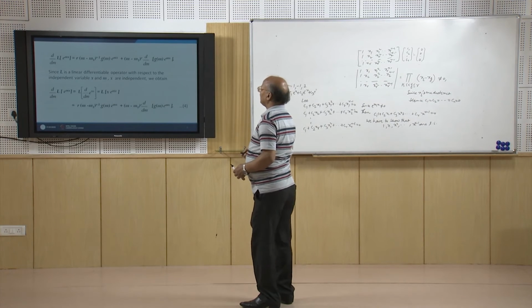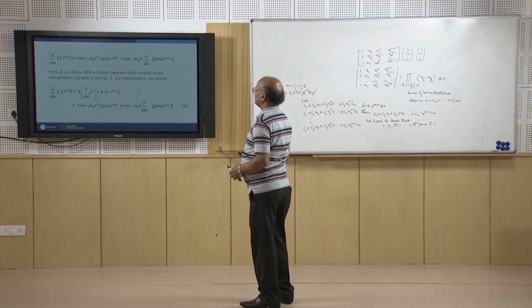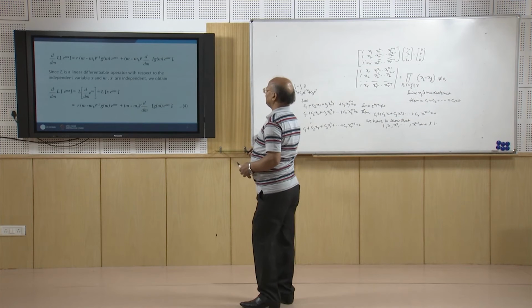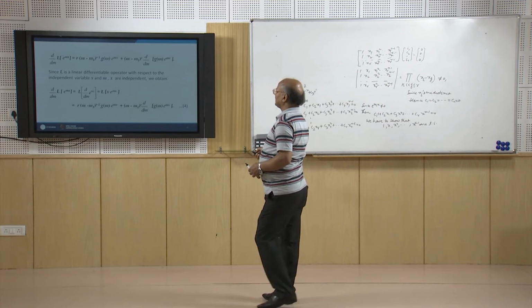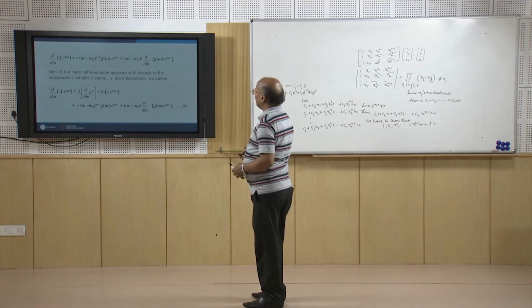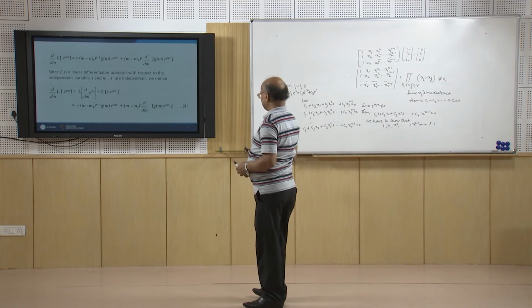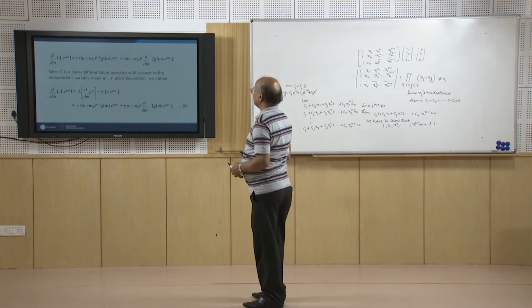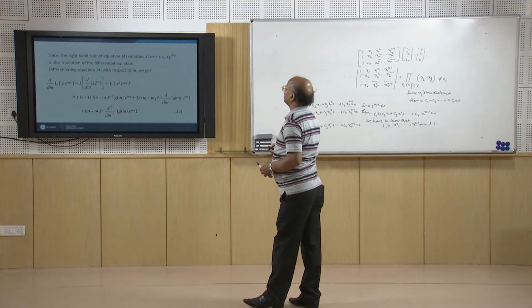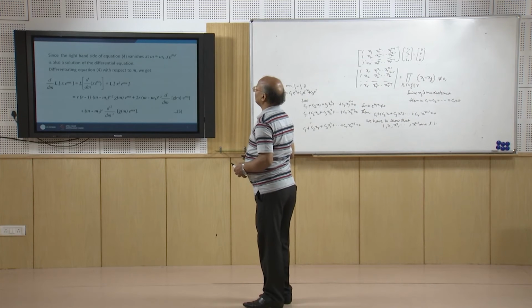therefore, d over dm of L[e^(mx)] can also be written as L of d over dm of e^(mx), and when we differentiate e^(mx) with respect to m, we get x e to the power mx. So, L[x e^(mx)] is equal to this, and this vanishes at m equal to m1. So, x e to the power m1 x is also a solution of equation 1, since the right hand side vanishes at m equal to m1.